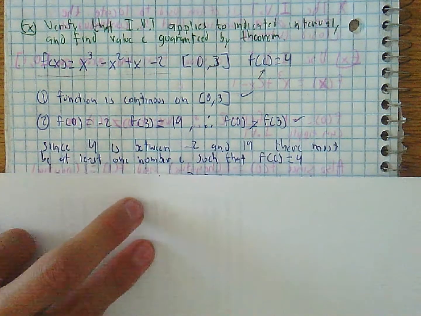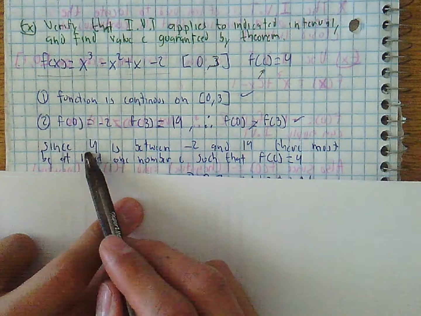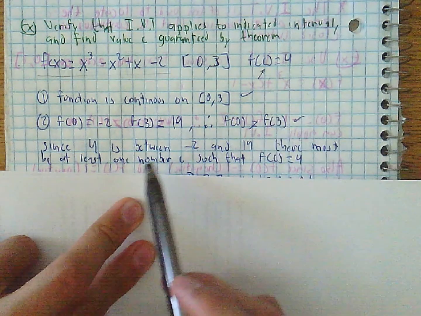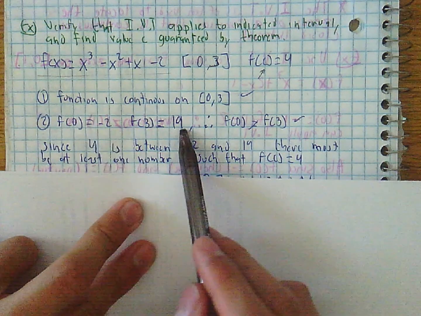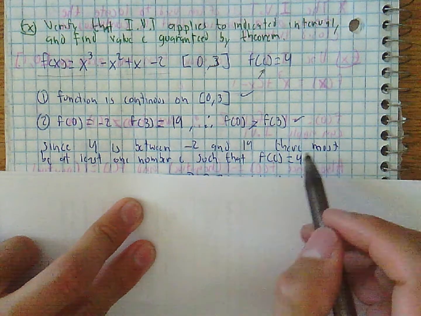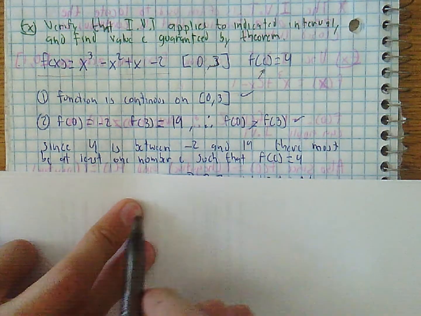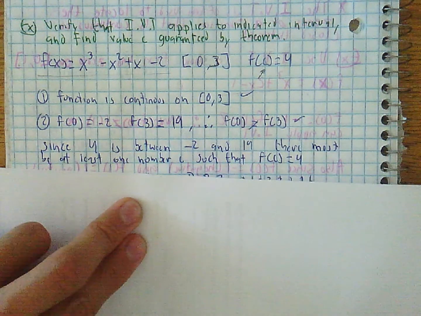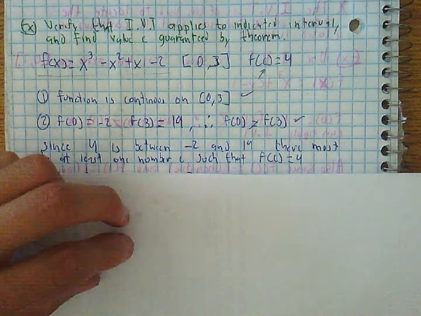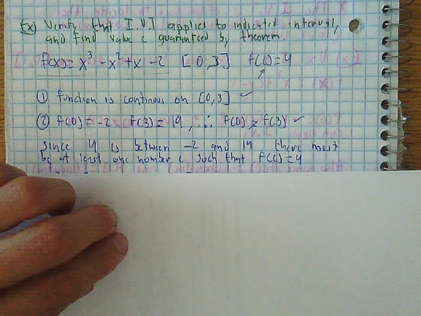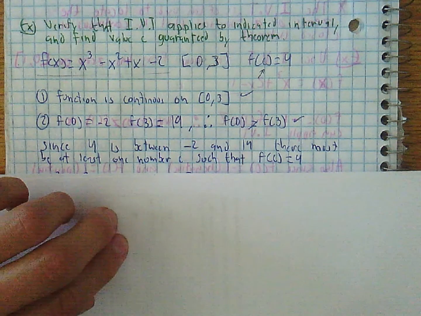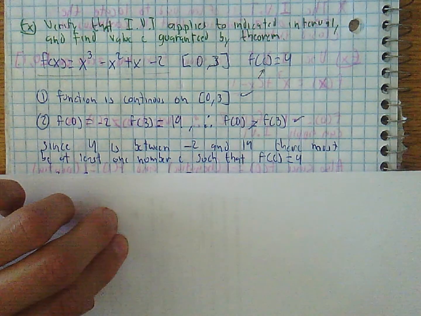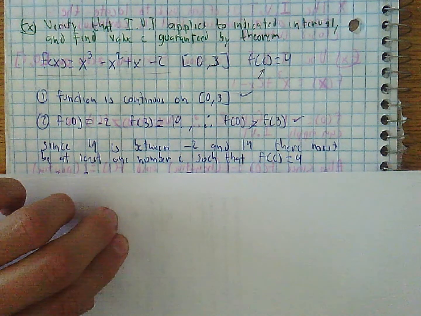Well, actually, yep, okay, so here we go. Since 4, which is an output, does fall between -2 and 19, right? There must be at least one number c such that f of c equals 4. So how are we going to figure this out? Okay, so think this through, and this is a little bit tougher problem, so it requires a little more thought on your part from like algebra.